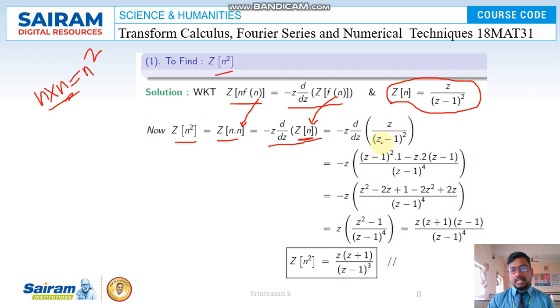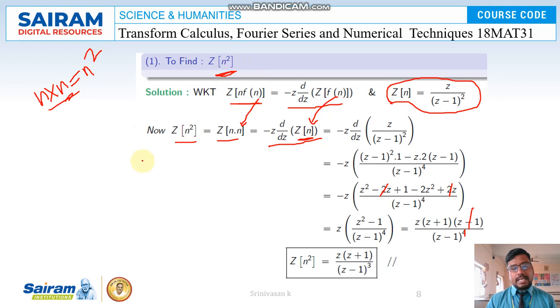Now apply the d by dz of u by v form. We get this equation after removing plus and minus, and this is plus z square minus z square, we get minus z square plus 1. Then multiplying the minus inside, we get (z square minus 1) divided by (z minus 1) power 4. This is a square minus b square, so (a plus b) into (a minus b), and this term cancels. We get z into (z plus 1) divided by (z minus 1) power 3. This is one application of solving n square by using the property.